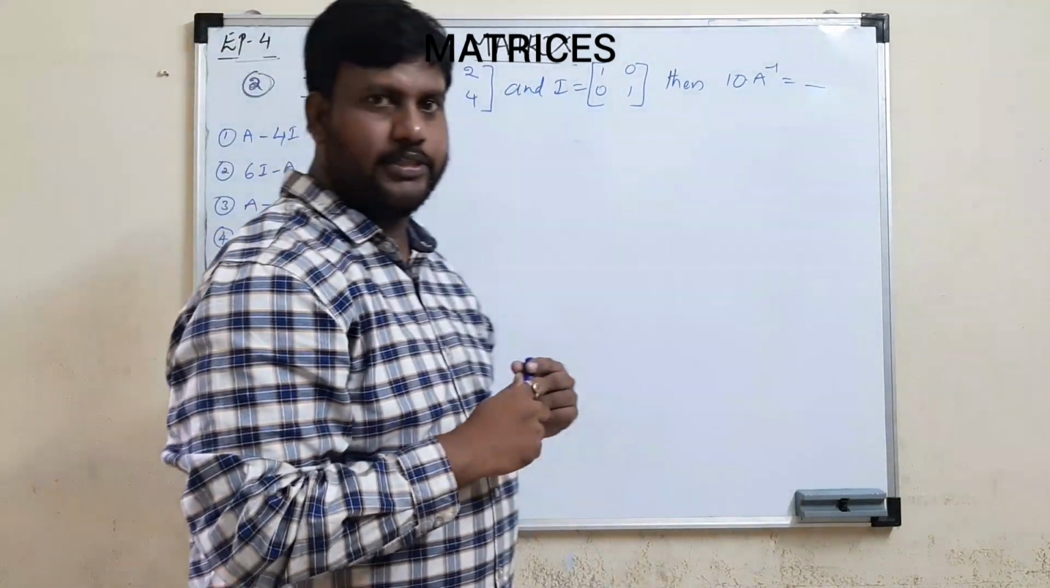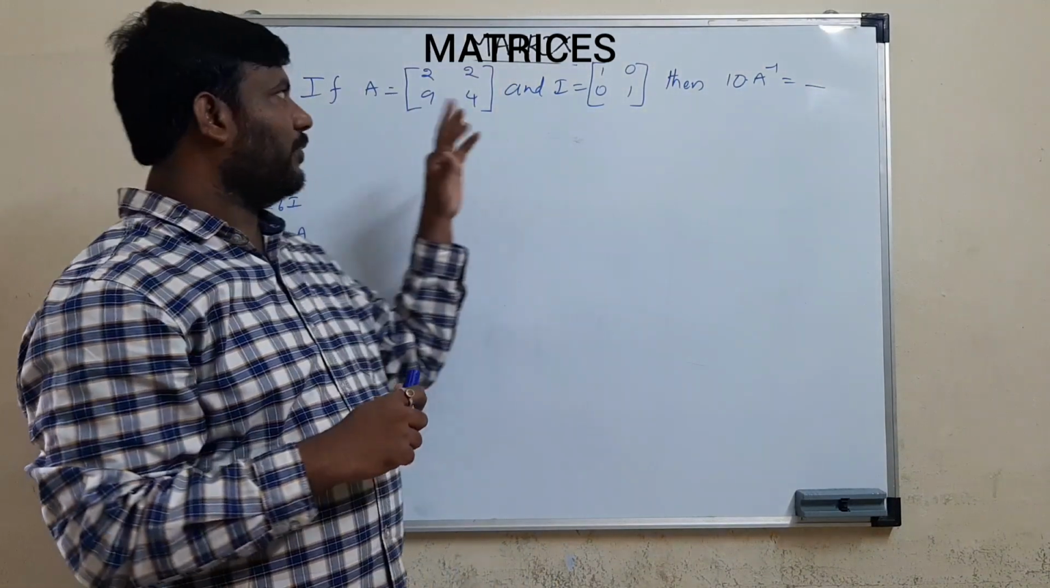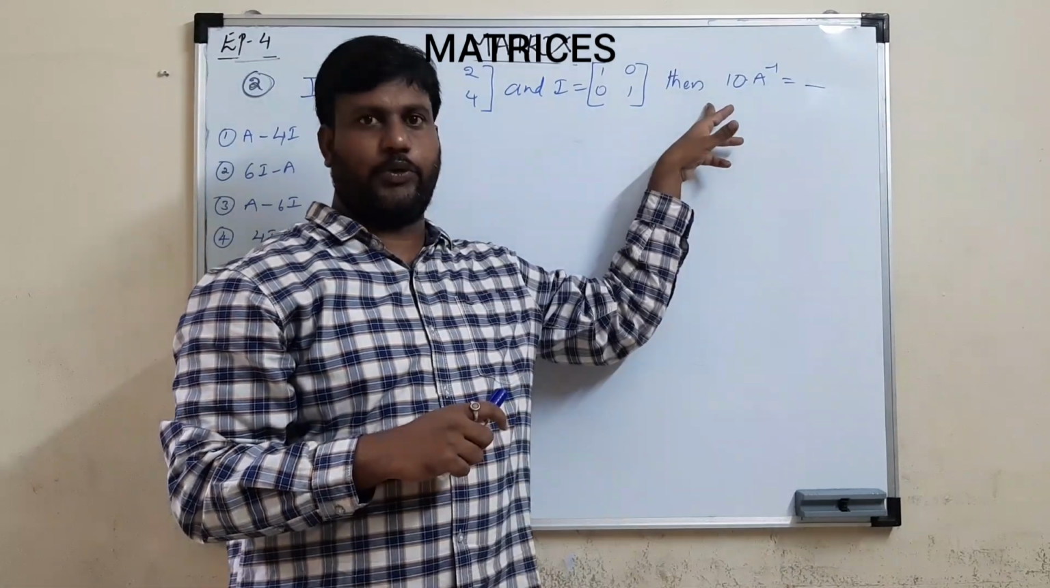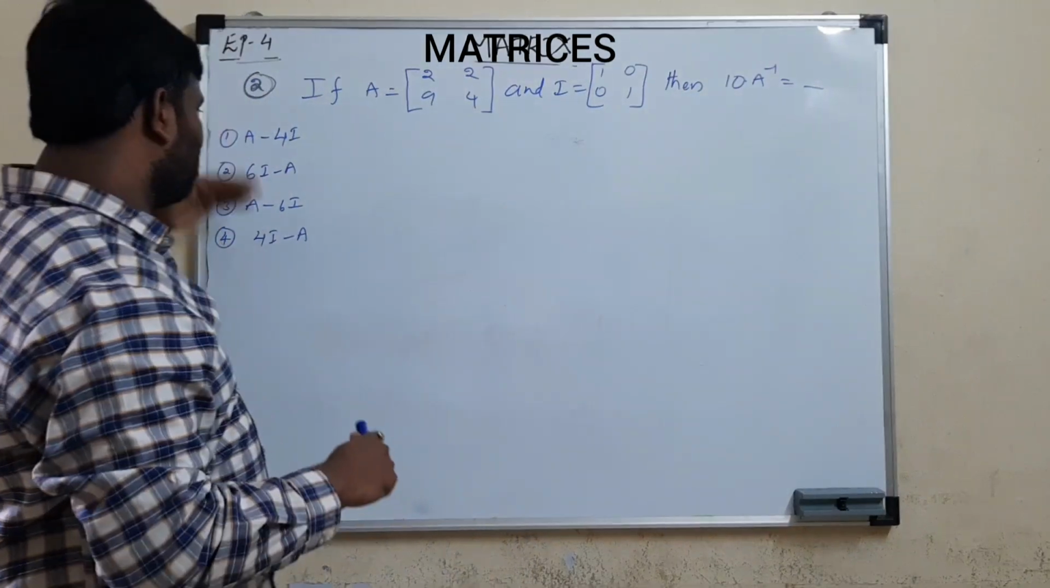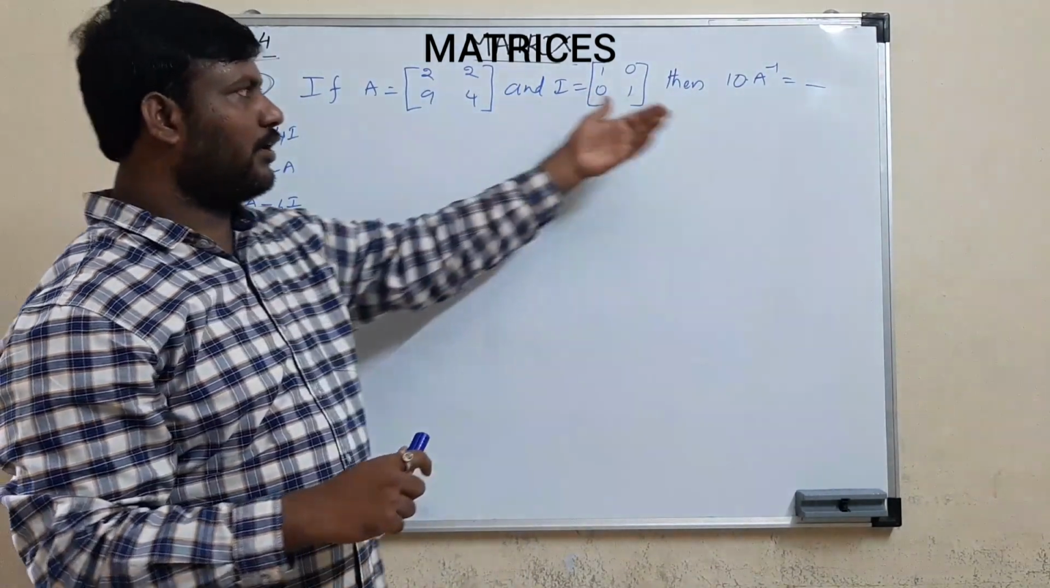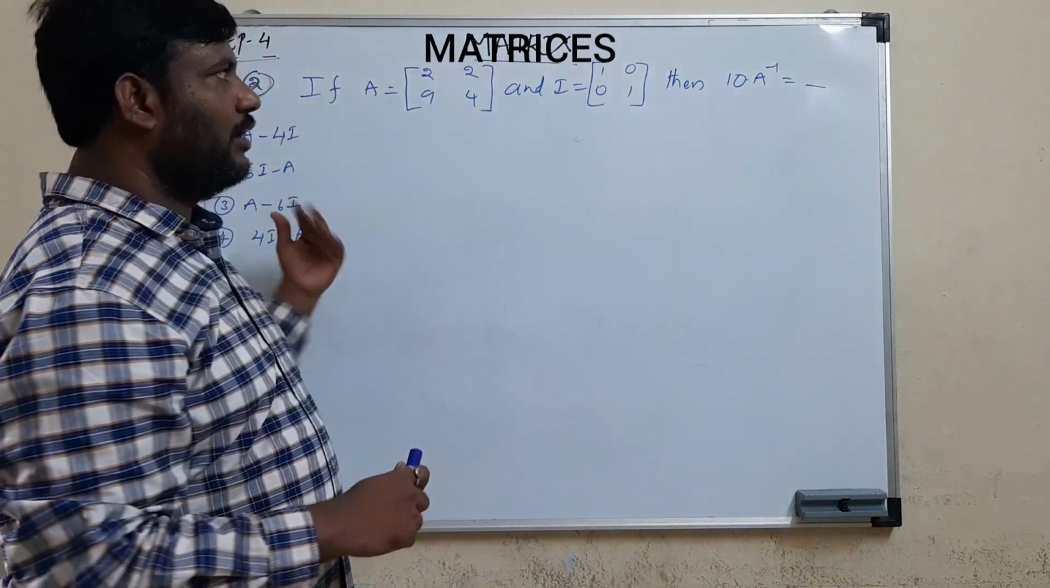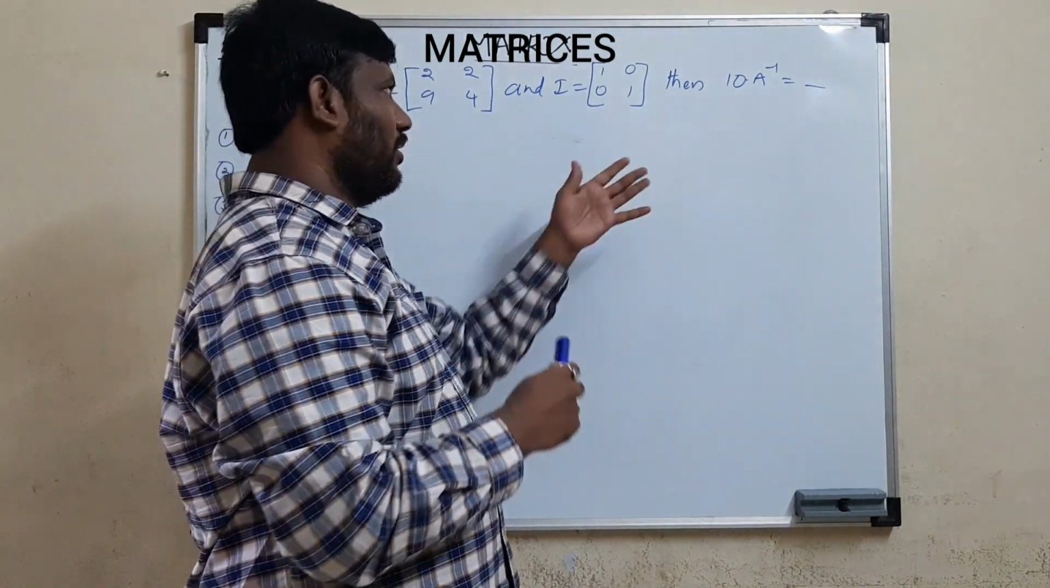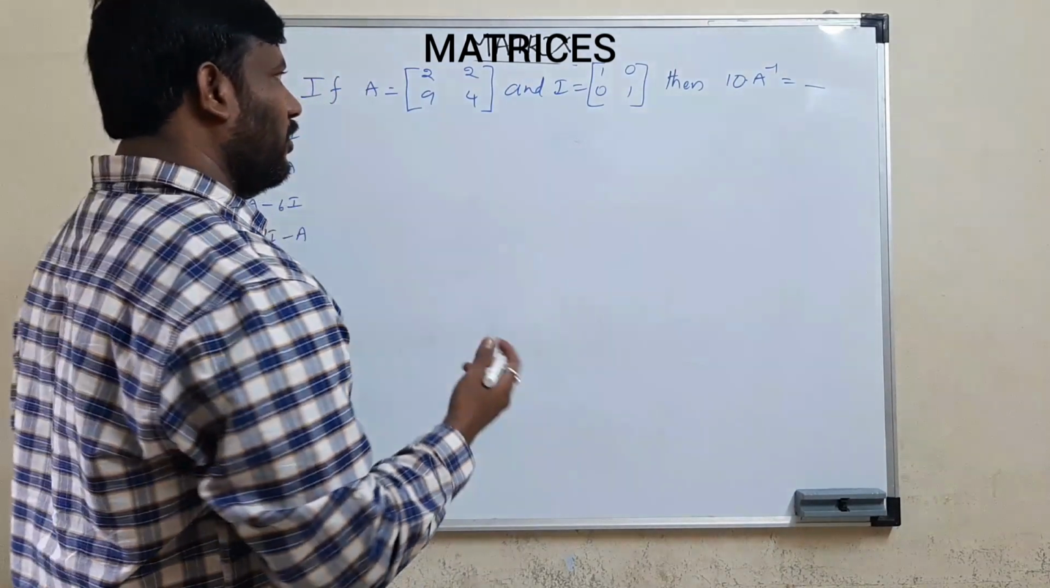Yeah, student. Next question. See, A is given, I is given, then we need to find 10 into A inverse. The options are different, so the answer is not given directly. Before solving this problem, I want to explain the concept of inverse.